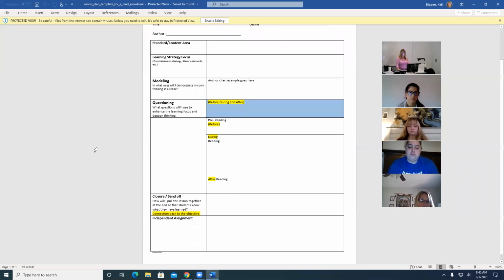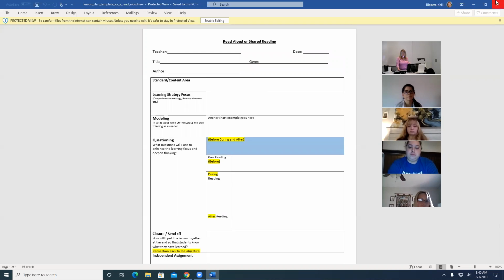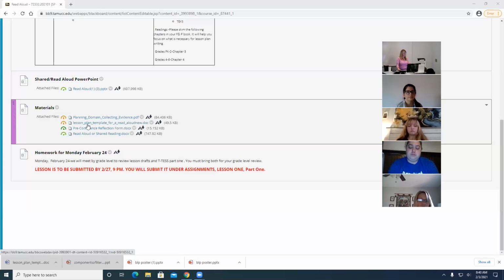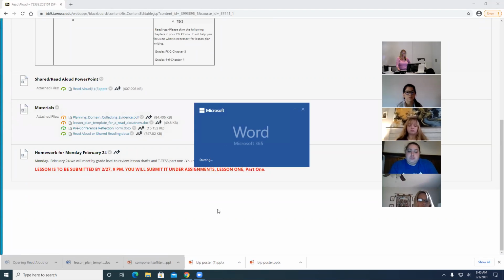Do y'all wanna see the sample now? I think when you see the sample, you'll see that the template really isn't very difficult at all. So here is read aloud or shared reading. I think this is the template. Please tell me it's the example.